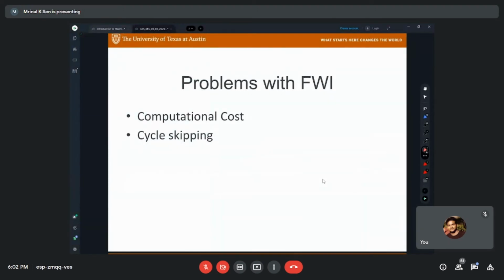What are the problems with FWI? So first of all, based on the discussion, based on what I said so far, you should be pretty clear as to what is done in full waveform inversion. You start with data, initial model, then you calculate your synthetics, you calculate your gradient, and then you find the best model, right? Iteratively. So the biggest challenge is computational cost, and there's something called cycle skipping. Okay.